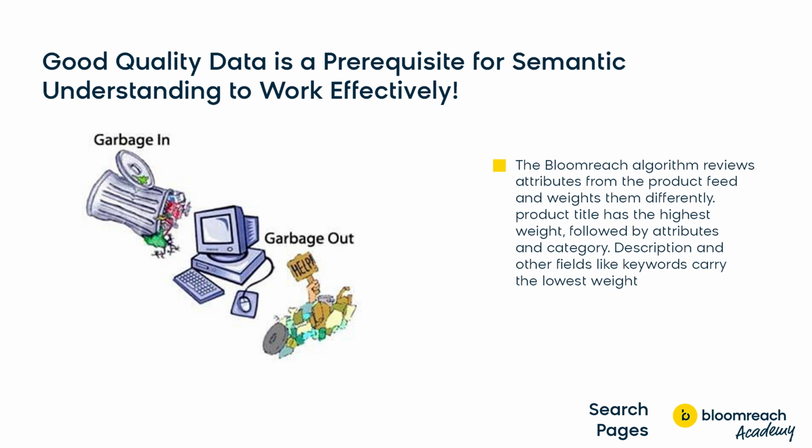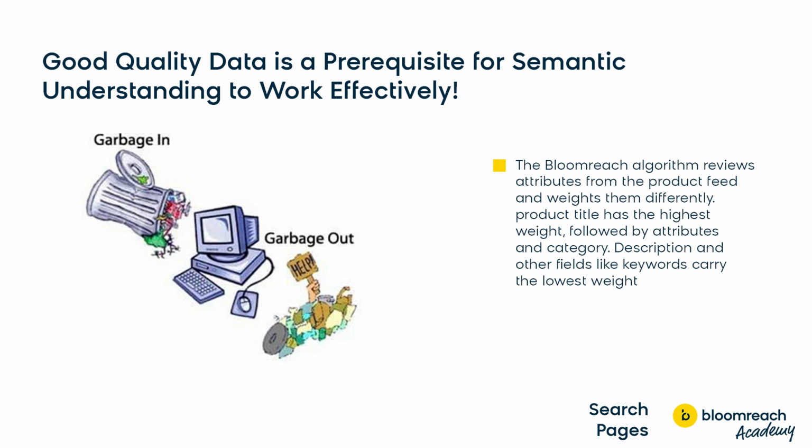The algorithm will review attributes from the product feed and it'll weight them differently, right? So every attribute will be weighted differently, and typically product title will have the highest weight, followed by attributes and category. And fields such as description or other fields typically tend to have a lot of noise, and so they'll be weighted the lowest. And again, when you integrate the product, you can also decide which fields in your feed need to be indexed for search or not, and our integration team will advise you on the same. But I think the point here is that for this technology to work effectively, we do need customers to send us good quality data, right?